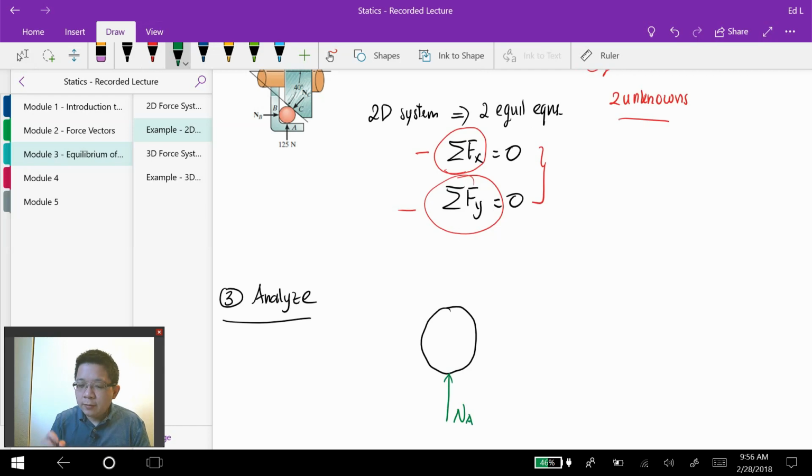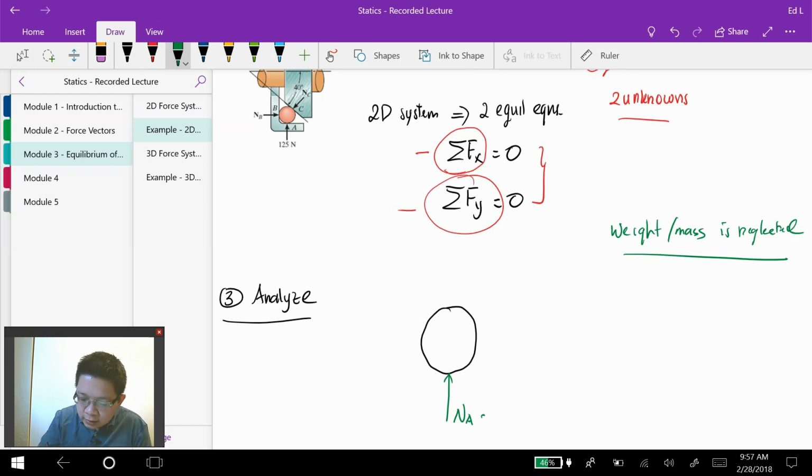Oh, by the way, in here, we do not consider the weight of the roller, okay? Weight or mass is neglected. Okay, so we already know NA is 125 Newton, right?